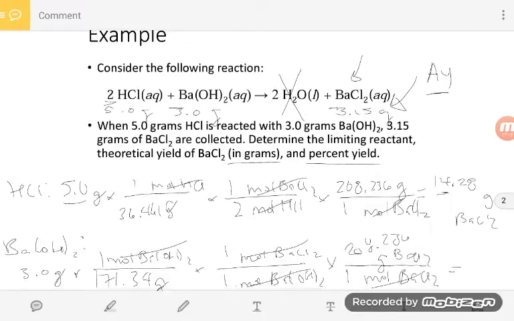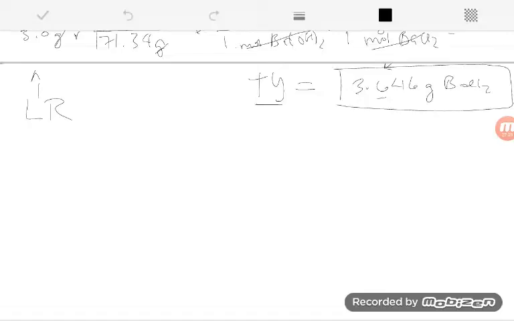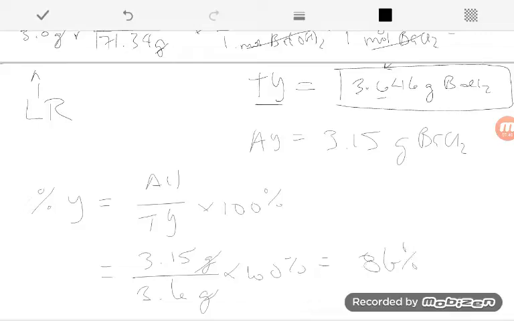The last thing it asked for was the percent yield, and if we recall, it gave me an actual yield of 3.15 grams. It didn't say actual yield, but it told me how much product I made, so I know that's what it meant. So my actual yield is 3.15 grams of barium chloride, and good news, my percent yield is super easy. Actual yield over theoretical yield times 100%. Actual yield is 3.15 grams. Theoretical is 3.6 grams. My grams will cancel, and I'll turn that into a percentage, and I find that I got an 86% yield. Not too bad, all things considered.